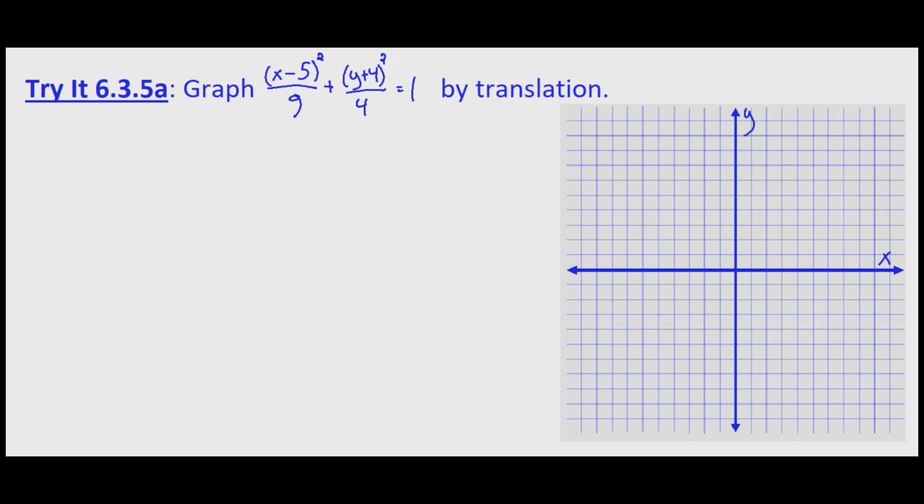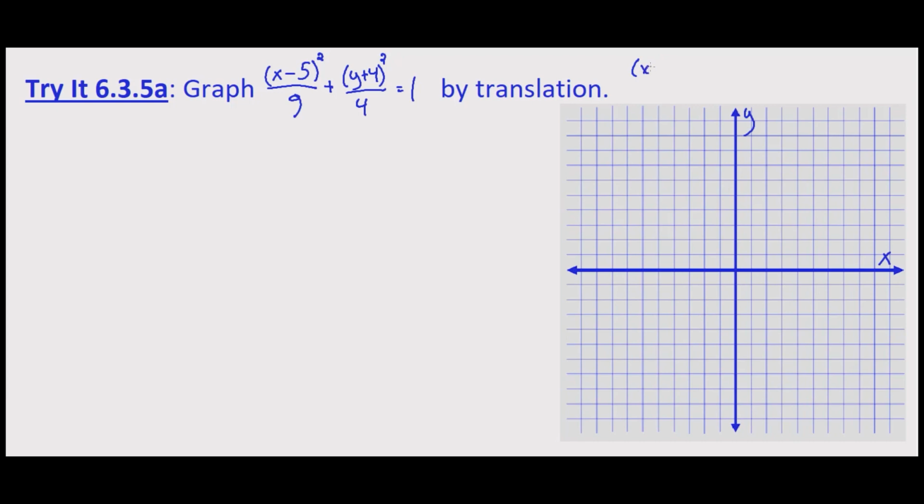So now in this problem, we're asked to graph an ellipse by translation. So essentially what that means is let's find what it looks like if it were centered at the origin, and then let's move it based on the fact that the center moves. All of the other points are going to move in the same way that the center does. So let's look at our a and b.